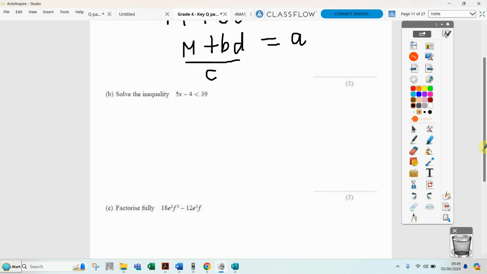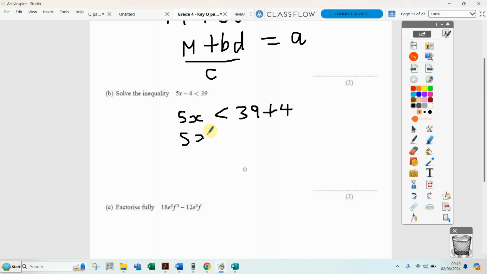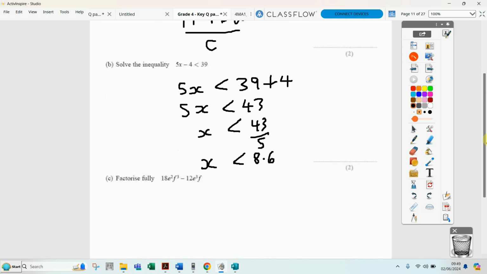Solving an inequality, okay, move the minus 4 to the right, where it becomes the opposite of minus, which is plus. And then finally, you move the 5 underneath. Okay, you can type that in the calculator and it will change it to 8.6. Okay, all of that needs to go on the answer line.